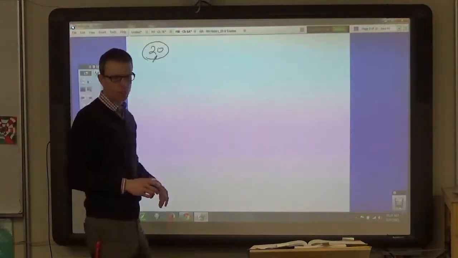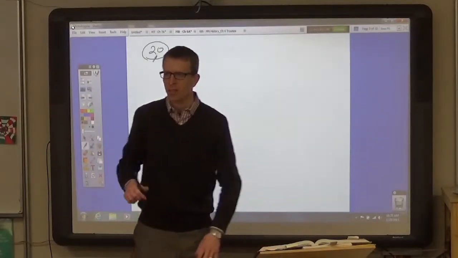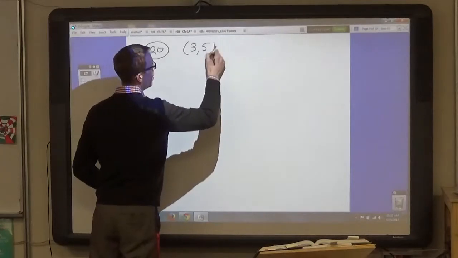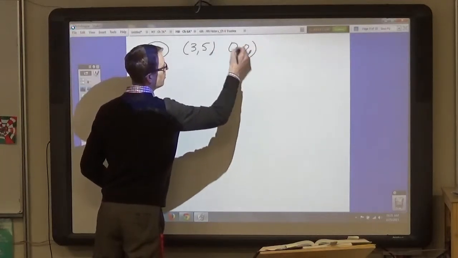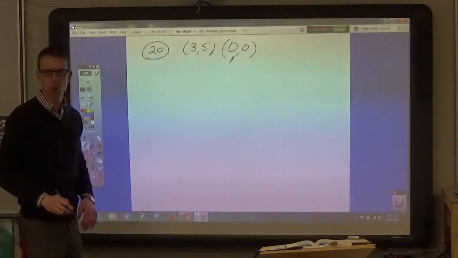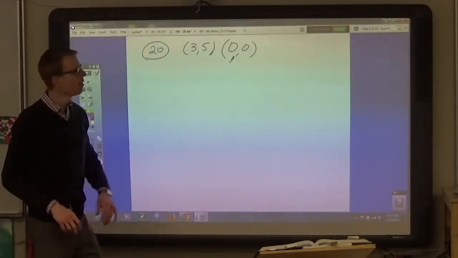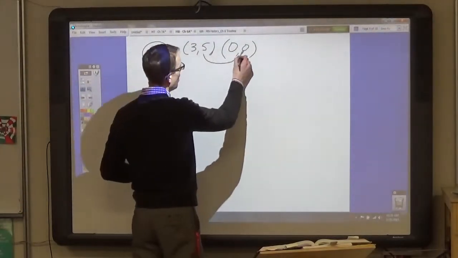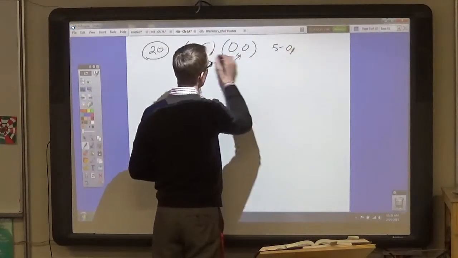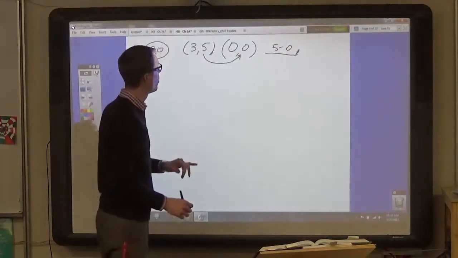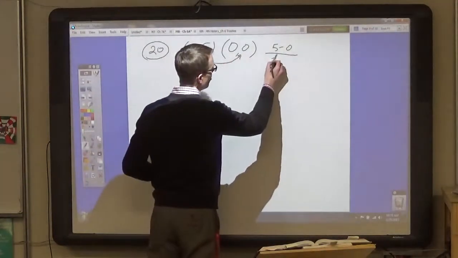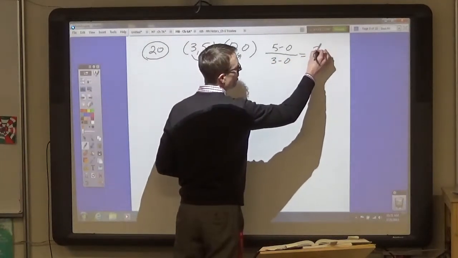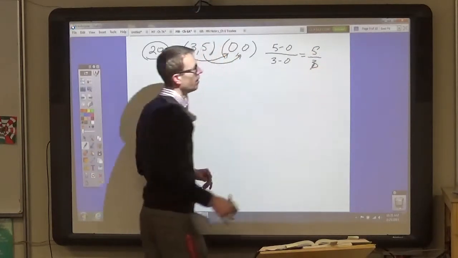What are the points given in number 20? (3, 5) and (0, 0). All right, we need to find the slope. So 5 minus 0, that's the difference in the y's, and 3 minus 0, the difference in the x's. So our slope is 5 over 3, right?